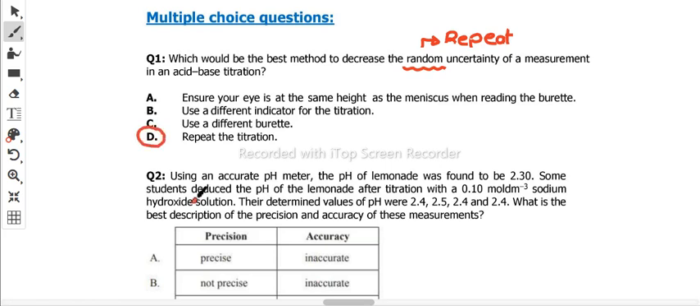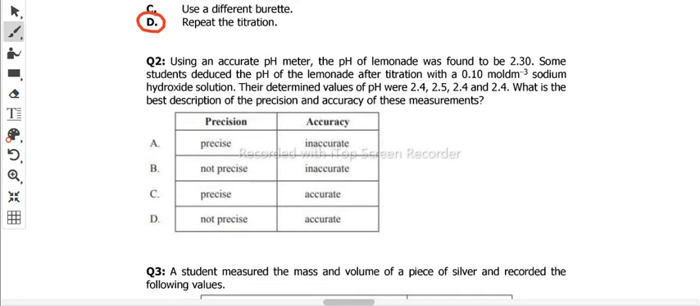Anytime you want to reduce random error, remember that you have two different ways to reduce it. You can either repeat or you can use more precise equipment. In this question, it is the repetition part. We're going now to start with question number 2.